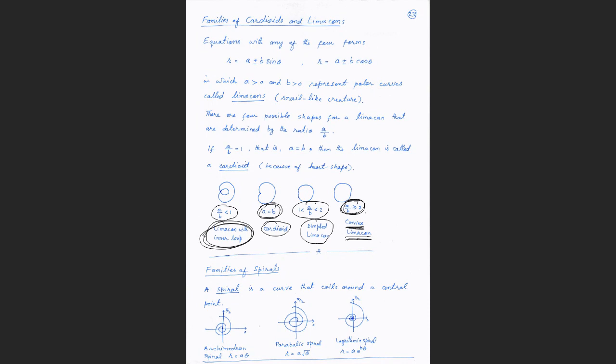Similarly, we have these spiral shapes. There are three types of spiral shapes. When r is equal to a times theta, you have this spiral, the small spiral. When r is equal to a times the square root of theta, then this spiral expands, opens. The shape of the spiral will be the same, but it opens.